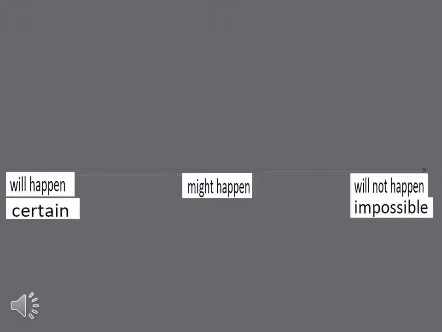Where do you think we should put the card that says might happen? That's right, in the middle of the string. Why do you think that is? Have a little think. That's right, it's because it's in the middle and it's between that it definitely won't happen and that it definitely will happen. It's in the middle there. Great job.